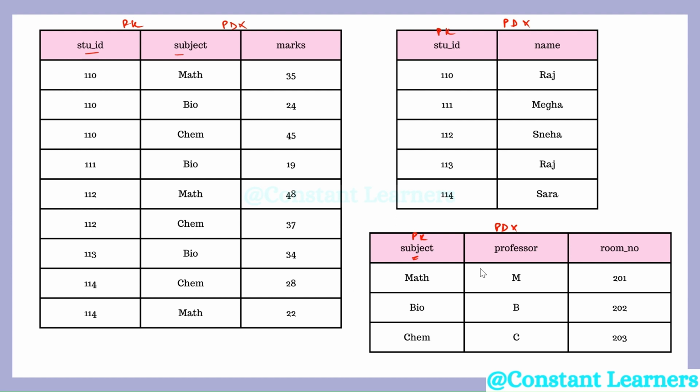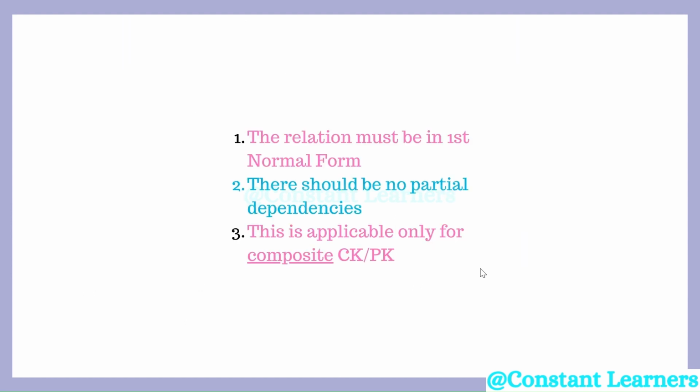I hope that this was clear. To be in second normal form, the relation must be in first normal form. There should be no partial dependencies, and this is applicable only for composite candidate keys or primary keys. I hope that the concept of second normal form was clear.